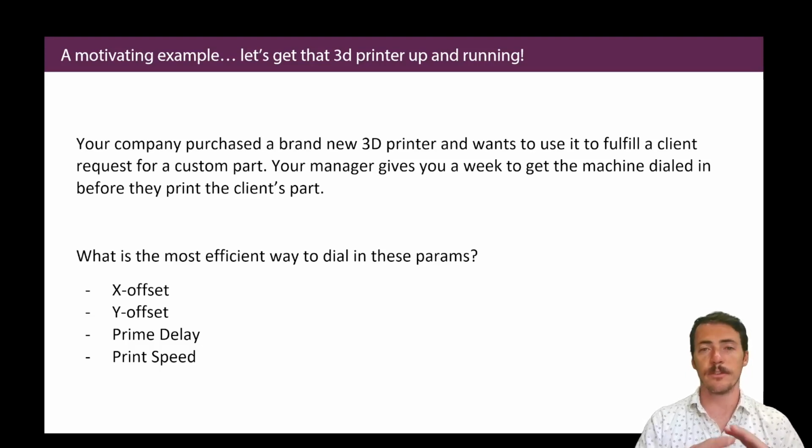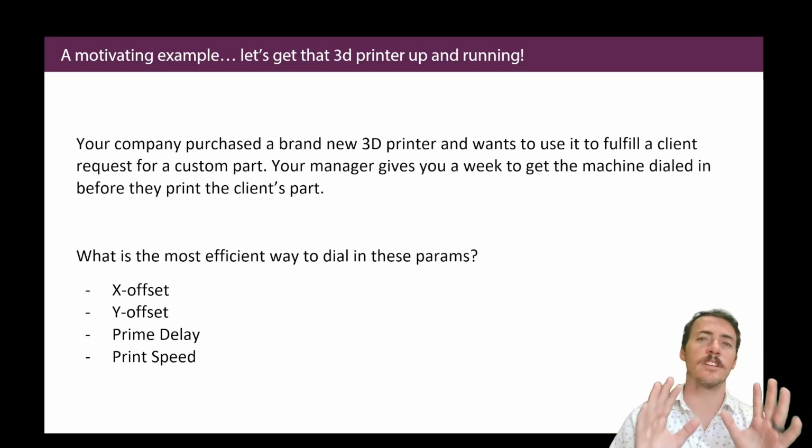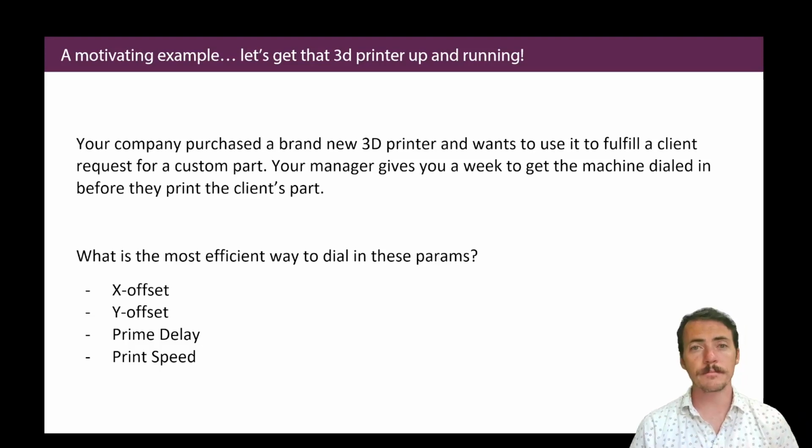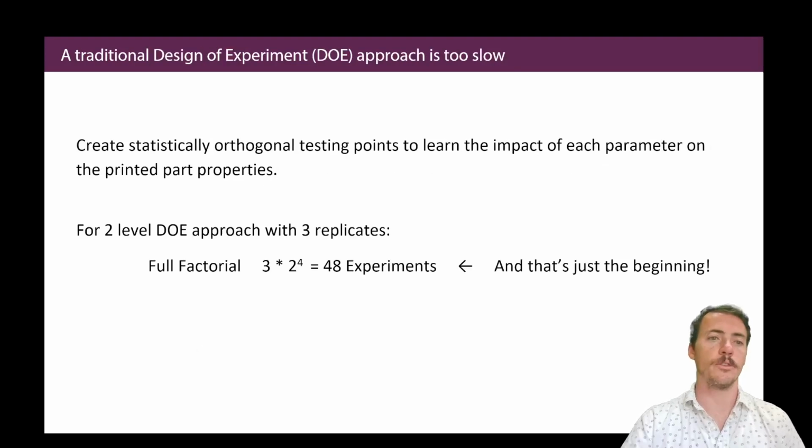Because you've got all these different print parameters, right? If anybody's printed, you know that you've got your X offset, your Y offset, there's the prime delay, there's the print speed. Even if you just consider those four, how do you explore the right combination of those four? And what values do you use? Let's assume a really naive situation where you only are going to use low and high values for those, right? So you just got two different settings, low versus high for X, Y, and those different things, right?